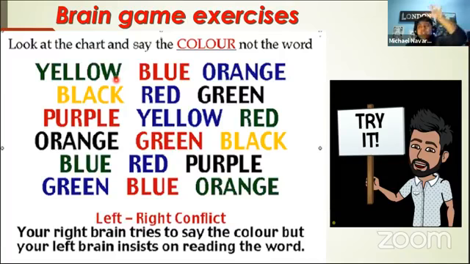And there were a lot of volunteers, even the most timid student took part in this activity, yes? Because it says, look at the chart and say the color, not the words. And when I was teaching science as well, there was also a reading related to the brain functions. Here we have an exercise that explains, your right brain tries to say the color, but your left brain insists on reading the word.